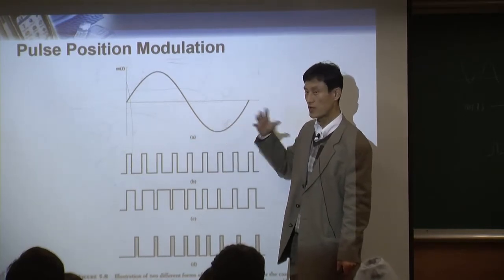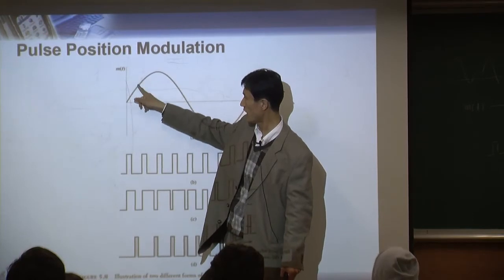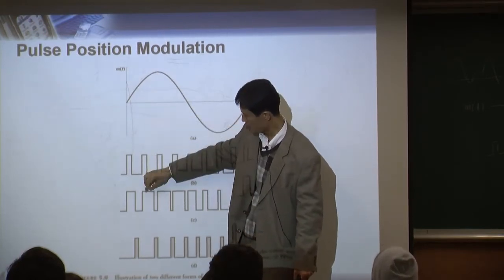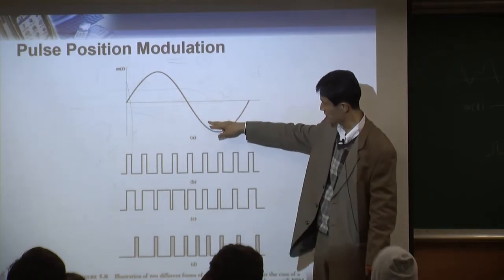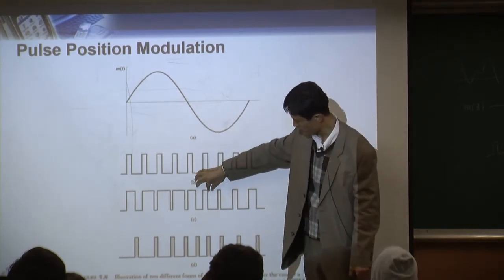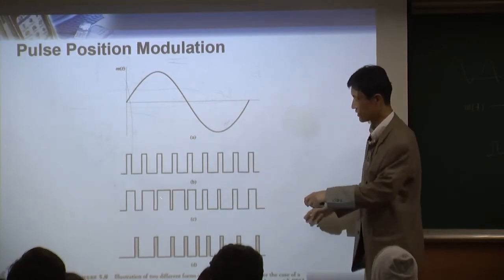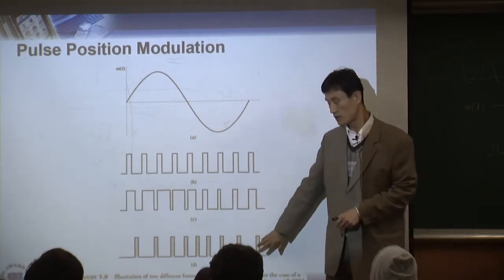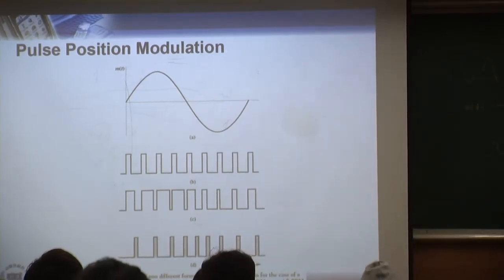But when you do pulse width modulation, what happens is when you have a message high value, large value, your pulse is getting fat. When your message goes low, pulse width is going to go slim, like narrow, right? That's a pulse width modulation. The last thing is a pulse position modulation.